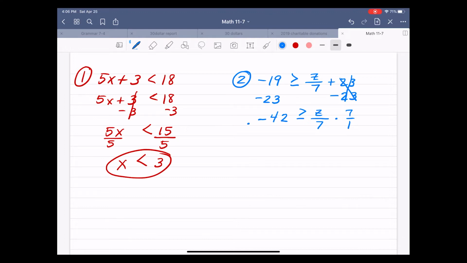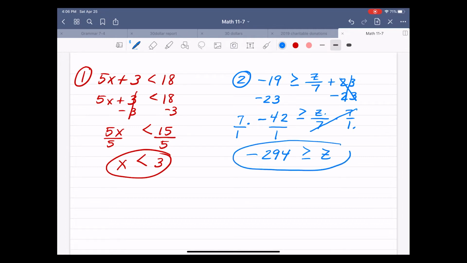If I multiply the right by 7 over 1, I've got to multiply the left by 7 over 1. And I can simply put negative 42 over 1 and turn that into a fraction. The 7's cancel. I'm left with z over 1. z divided by 1 is simply z. Now I'm going to go over here and multiply straight across. 7 times a negative 42 is equal to negative 294. So my answer is negative 294 is greater than or equal to z.